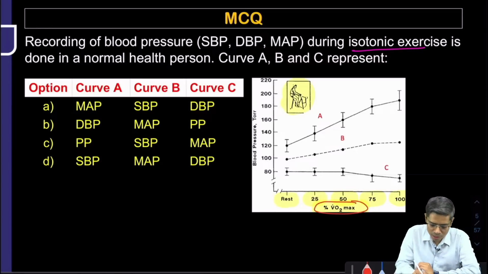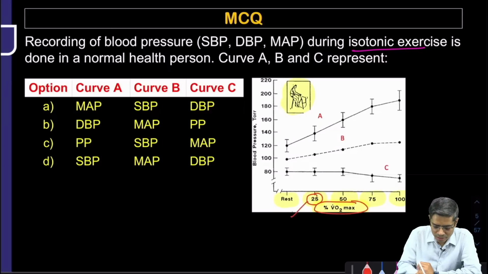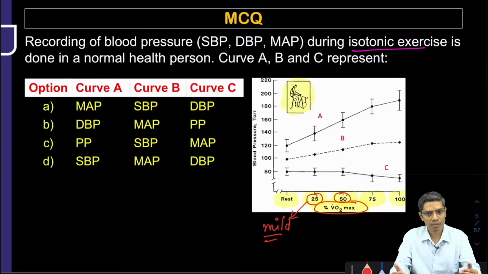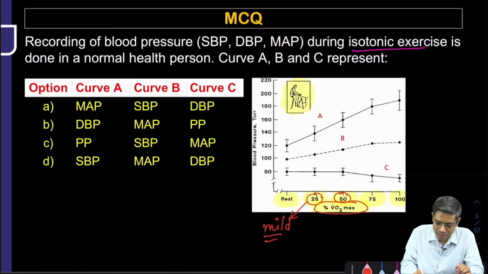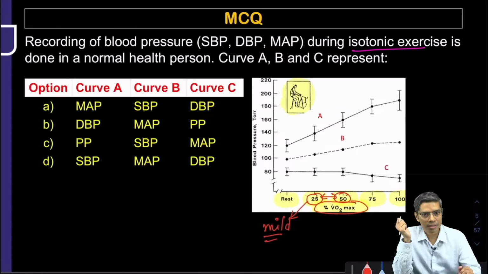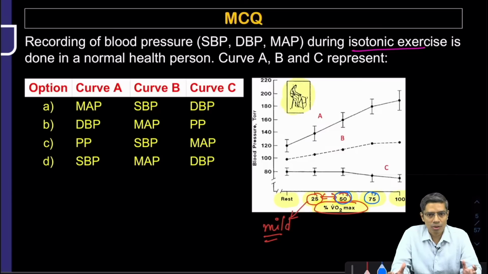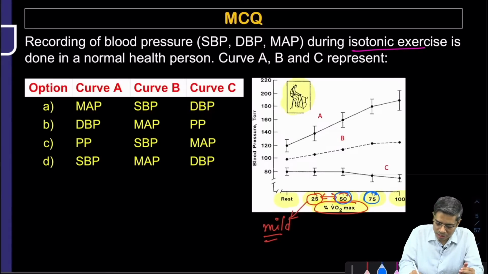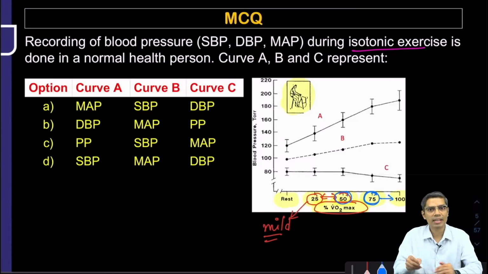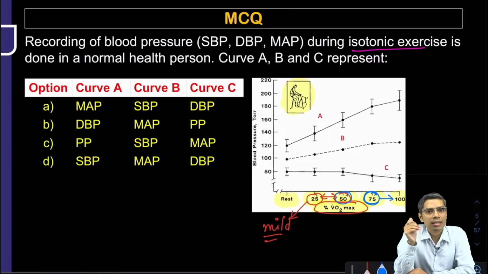If you are consuming only 25% of your VO2 max, then this is mild exercise. If you are consuming 25 to 50% of the total VO2 max, then the subject is doing moderate exercise. Whenever the person is consuming 50 to 75% of the VO2 max, the subject is doing heavy exercise. And when the oxygen consumption is beyond 75 to 100% of VO2 max, the person is doing very heavy or severe exercise.